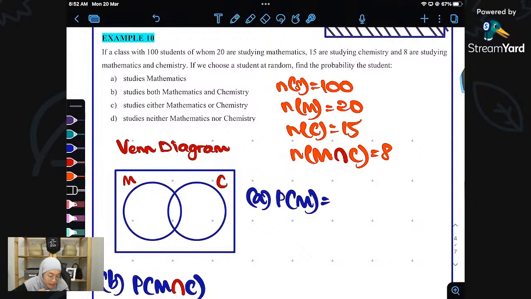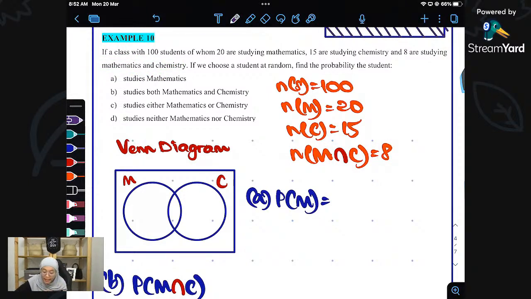So example 10 is almost the same, very familiar. Final part from me, okay? Please pay attention. If a class has 100 students, you put that the total students is 100, of whom 20 study maths, put here the maths, and then 15 study chemistry, and 8 study maths and chemistry. 8 studying maths and chemistry is where the intersect is, 8 there. And so the total is 100.